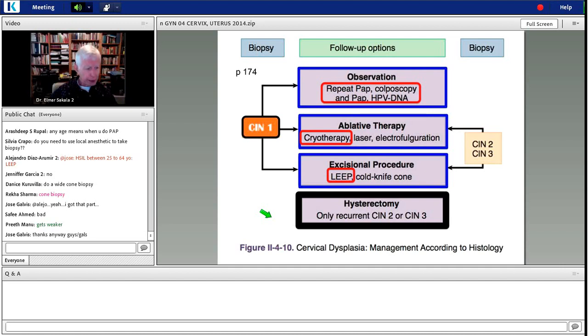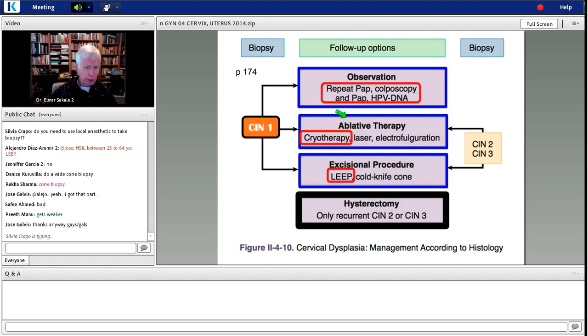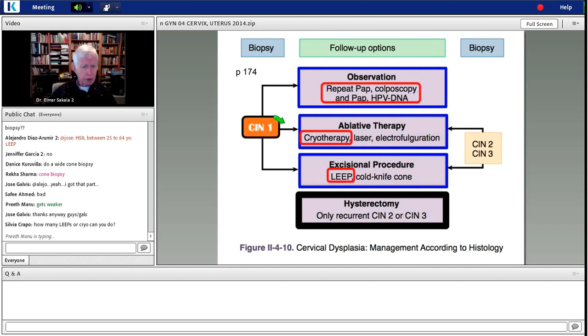That is a third of the epithelium filled with basal cells. The options: observation, ablation, excision. Why do we say you could just observe? Because a lot of this will go away on its own, even though it is SIN 1.